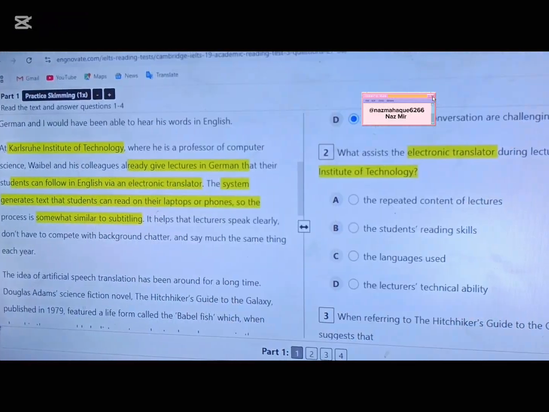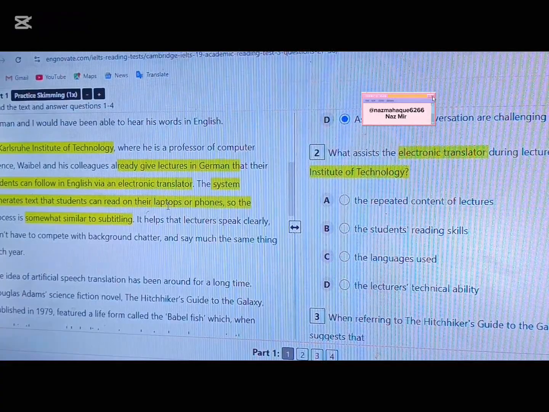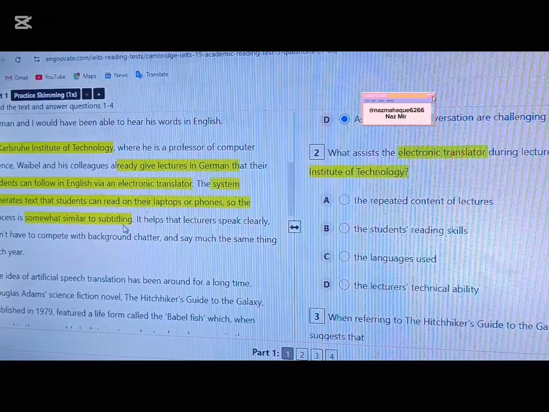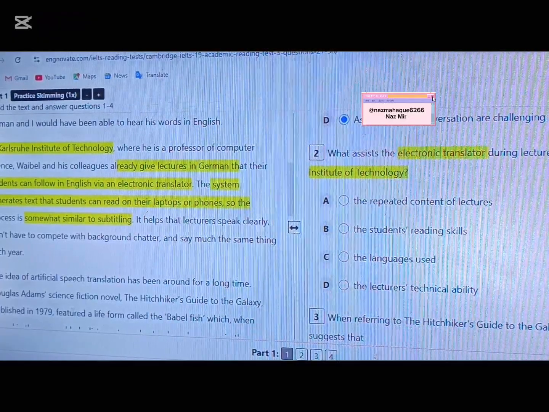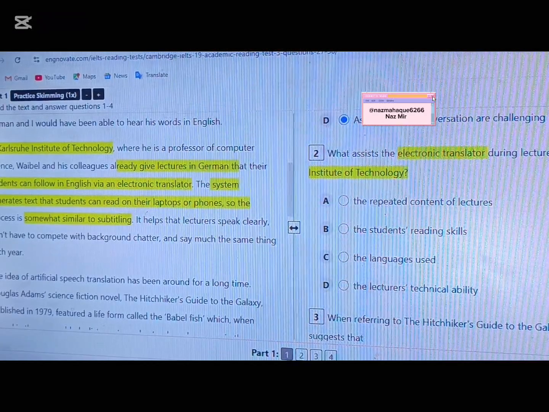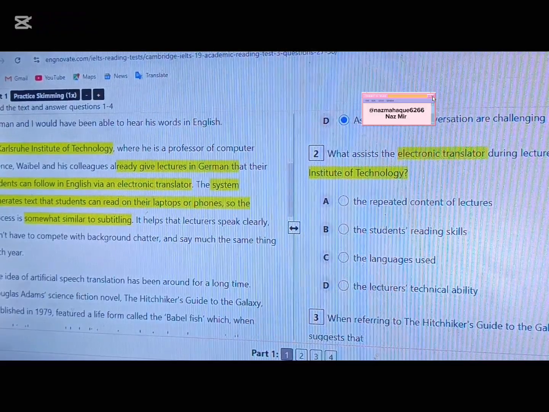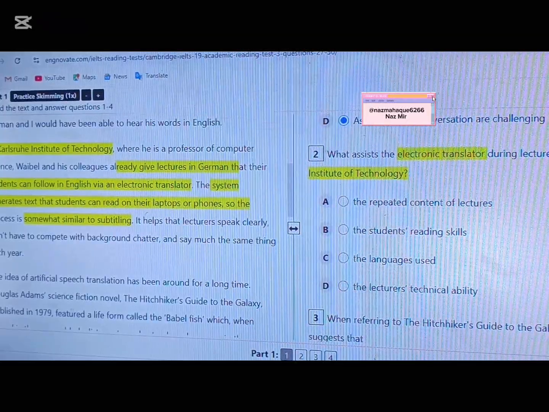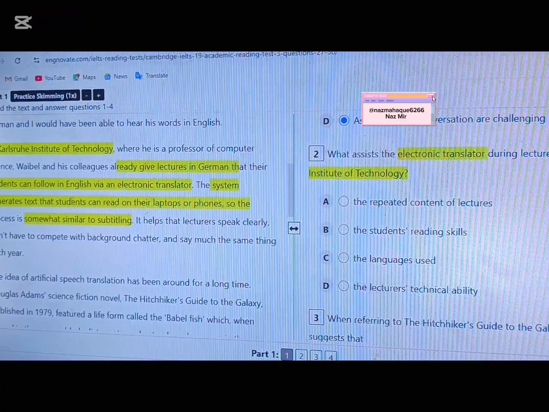So in the next line, we can see the system generates text that students can read on their laptops or phones. So the process is somewhat similar to subtitling. I hope you guys know what subtitle means. It means that when we are watching any movie in another language, there's always some text that you can find in English or in any other language in the bottom part of the video. So that's what it means, subtitling. So the system generates text that students can read.